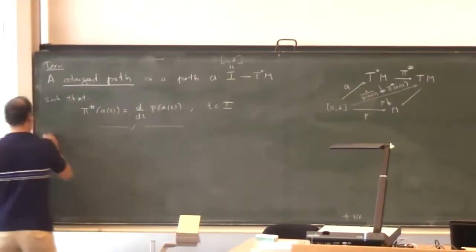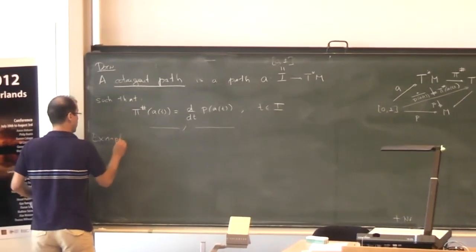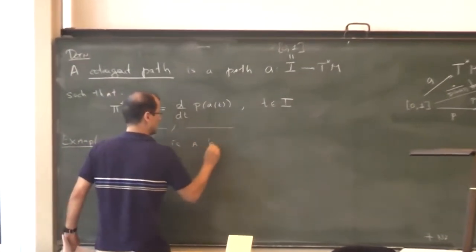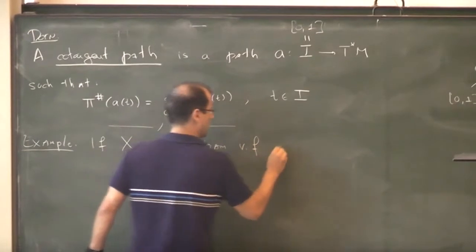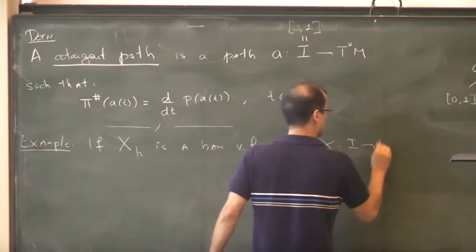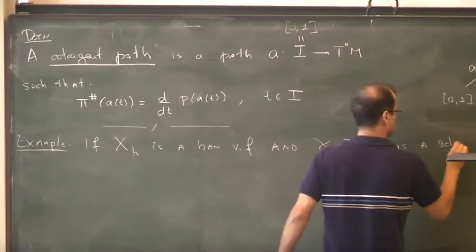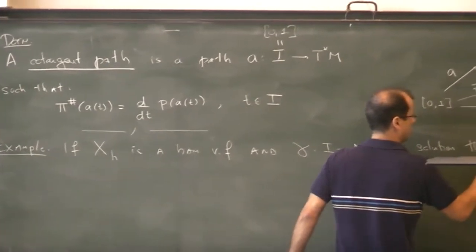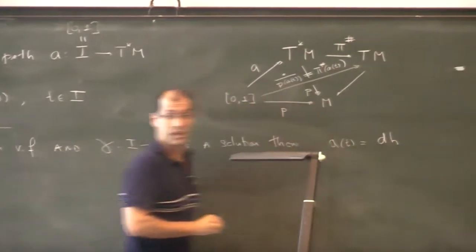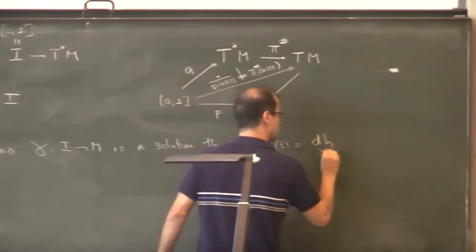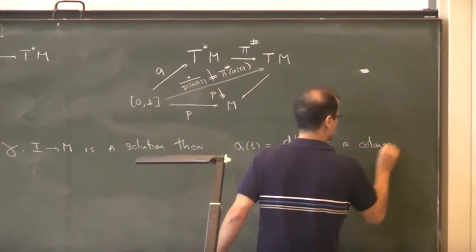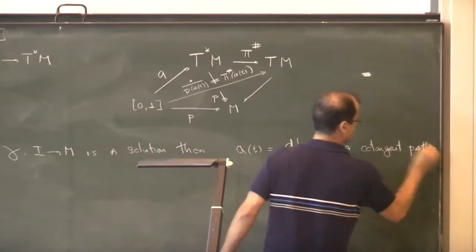So just as a simple example of producing cotangent paths, if you take a Hamiltonian vector field and you take a trajectory of this vector field, then if you compute the differential of the function, the Hamiltonian, along this path, that's a cotangent path. That's very easy to check.